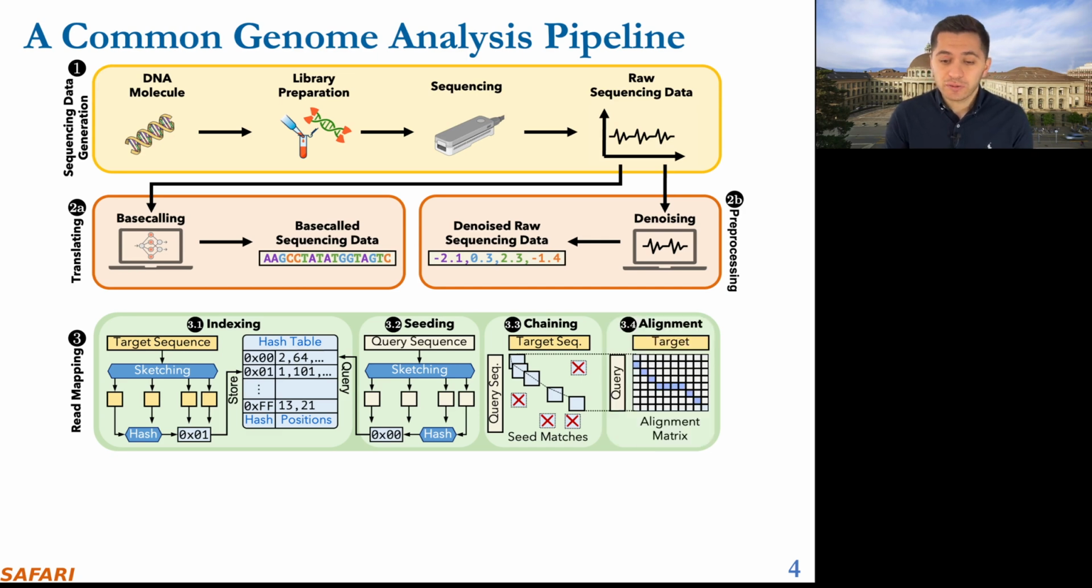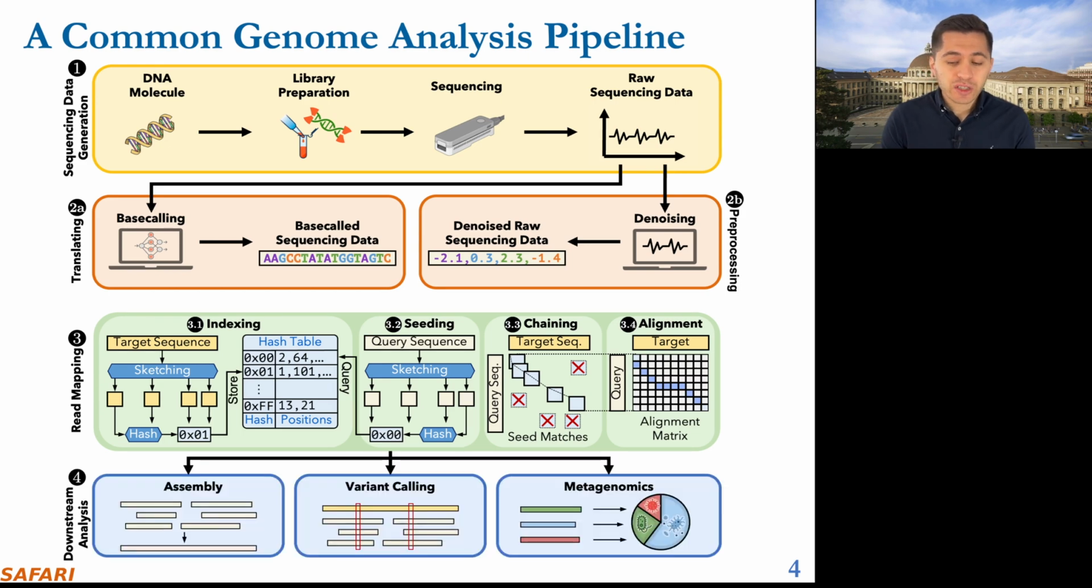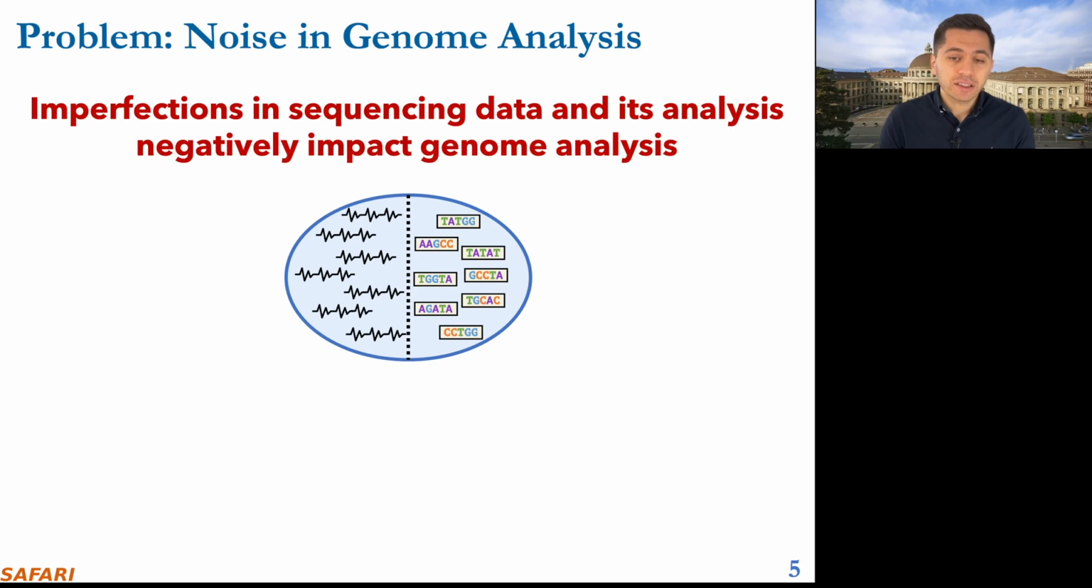Fourth, we optionally find exact matches and differences within the chaining region. The information we generate from read mapping can be used for several purposes in downstream analysis, such as genome assembly, variant calling, and metagenomics. We find that the imperfections both in sequencing data and the analysis of this sequencing data negatively impact the entire genome analysis pipeline.